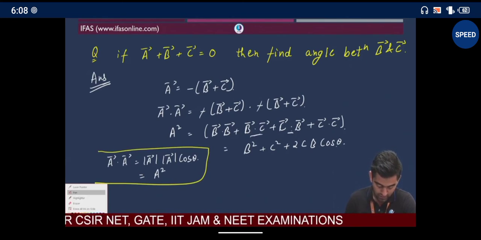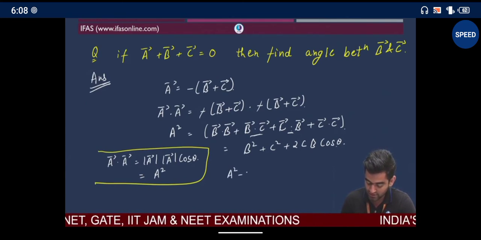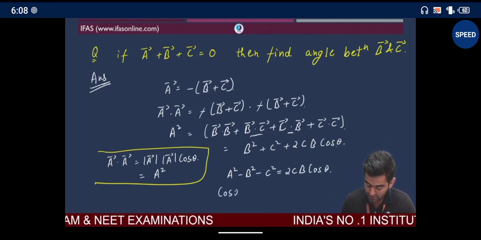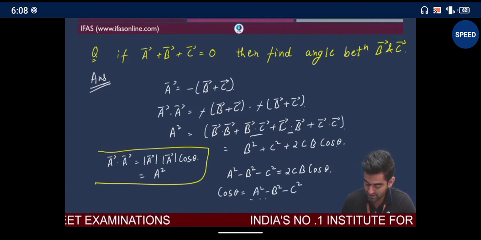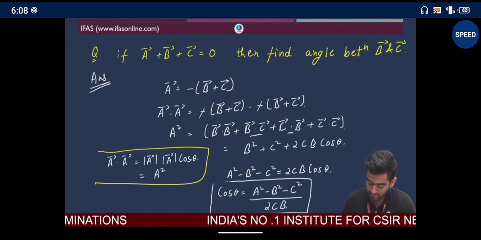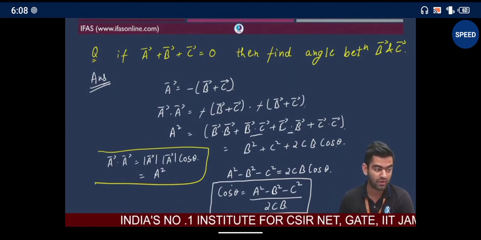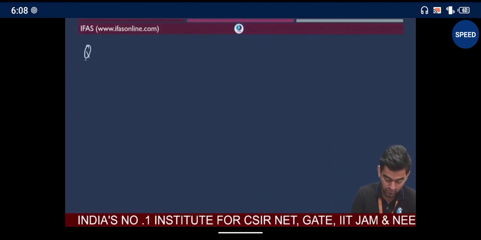Now I'm taking these things from this side to the other side. It will become A square minus B square minus C square is equal to 2BC cos theta. So cos theta simply becomes A square minus B square minus C square divided by 2BC. That's how you can calculate the angle between B and C. Now let's do some more examples over it.